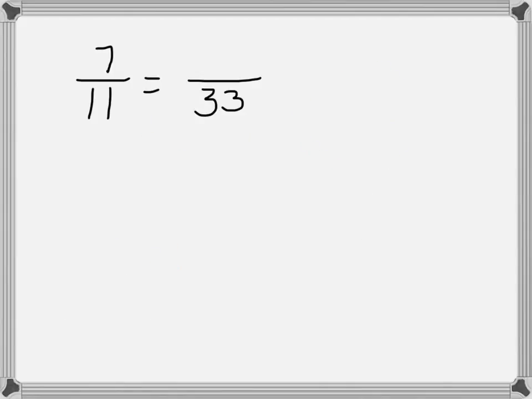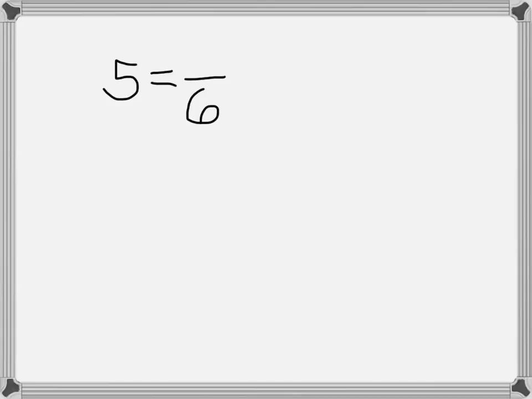7 over 11 is equal to what over 33? So think, what do you multiply 11 by to get 33? That would be 3. So also multiply the top by 3, and the new numerator is 21, and those are your equivalent fractions.